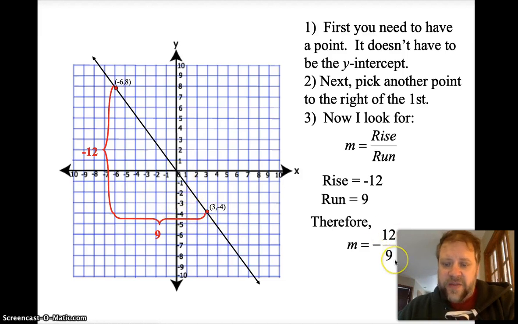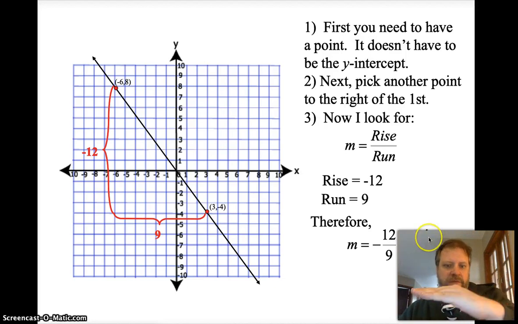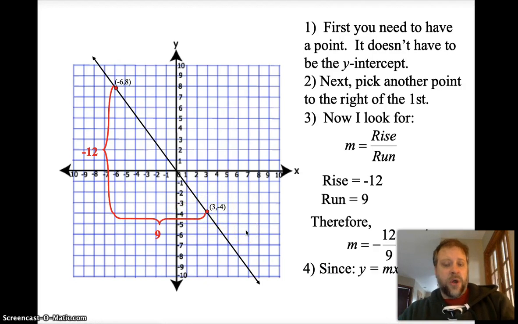So what's a number that both of these have in common? Well, I know 3 goes into both of them. So if I divide each one by 3, 12 divided by 3 is 4. 9 divided by 3 is 3. So my equivalent fraction is negative 4/3. And that is my direction. It says go down 4 and over 3. Down 4 and over 3. And if I started in the middle, I would go down 4 and over 3, and I would get to that point. So since y equals mx, my equation is y equals negative 4/3 x.